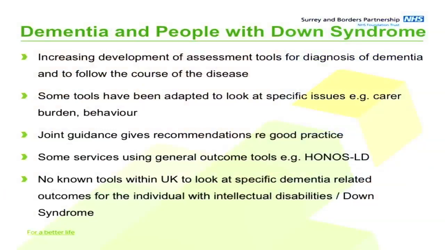So just again, put it in context, we know that over the 20 years that I've been working in this field, there's been increasing development of some assessment tools to look at the diagnosis of dementia and also to follow what happens as the disease progresses, so you know where people are. We've got some tools that have been adapted to look at very specialist areas. So for example, there are tools that look at carer burden, and there are tools that look at behaviour. And the joint guidance, which I've talked to you about before, gives lots of recommendations, really good practice.